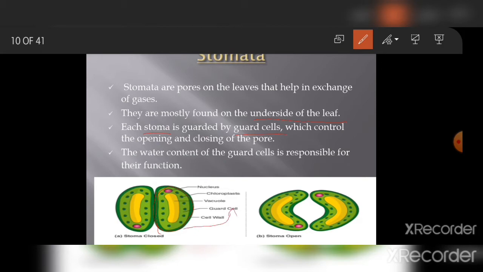The splitting of water molecules into hydrogen and oxygen. The water is absorbed from the roots and it is split into hydrogen and oxygen. And the third one is reduction of carbon dioxide to carbohydrate. In this equation you can see here the carbon dioxide is converted to glucose, which is also known as carbohydrate, right?